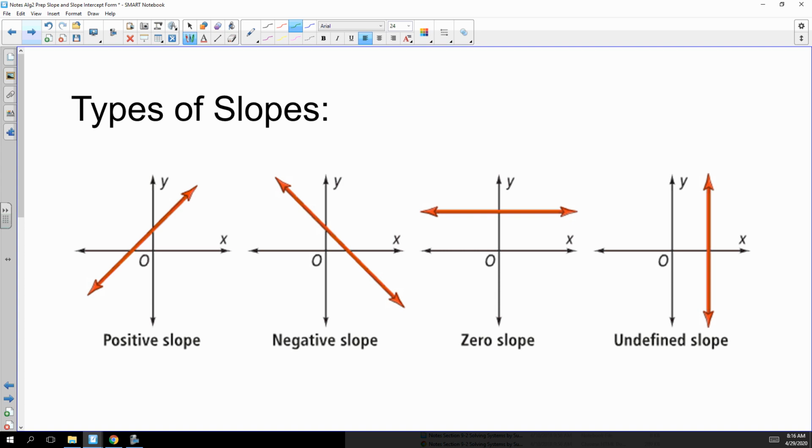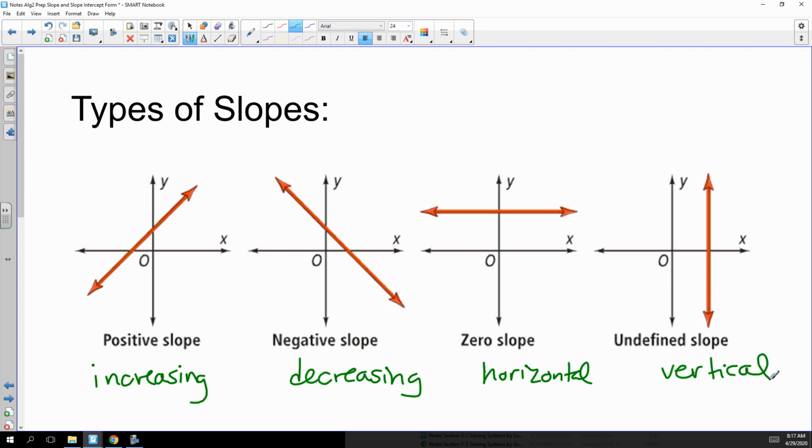Types of slope. You can have a positive slope, negative slope, zero slope, and undefined slope. They each look kind of like this. I would call the positive slope an increasing slope, or an increasing line, and a negative slope decreasing. And if it has zero slope, we would call that a horizontal line. And an undefined slope is a vertical line.